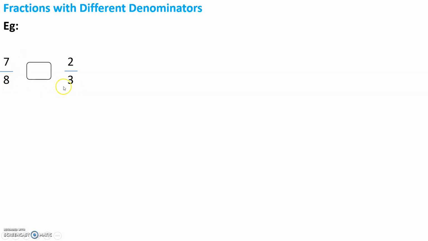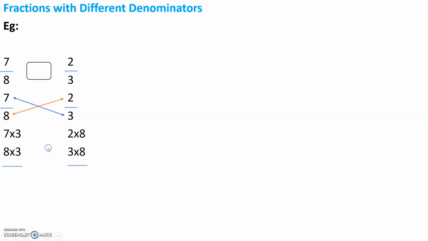8 के टेबल में ना ही तो 3 आता है और 3 के टेबल में भी 8 नहीं आता है. So here we are going to do the cross multiplication. So 7 upon 8 I'll multiply by 3 and 2 upon 3 I'll multiply by 8. So 7 into 3 upon 8 into 3, 2 into 8 upon 3 into 8. Which will give you 7 threes are 21 and 2 eights are 16. Next, 8 threes are 24 and 3 eights are 24.